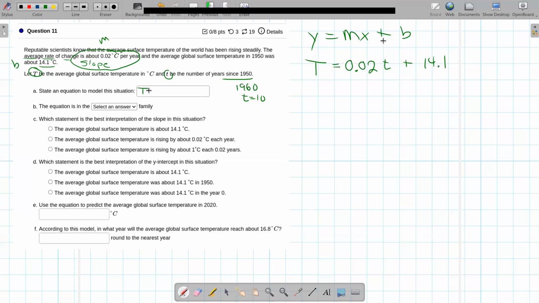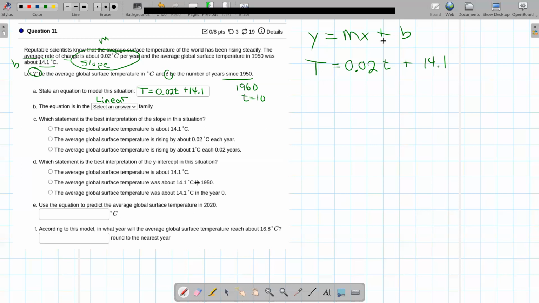So that's my equation to model this situation. Capital T equals 0.02 little t plus 14.1 in 1950. And because we got slopes, rates of change, this is definitely linear. Which statement is the best interpretation of the slope? Okay, we talked about interpreting slope before.